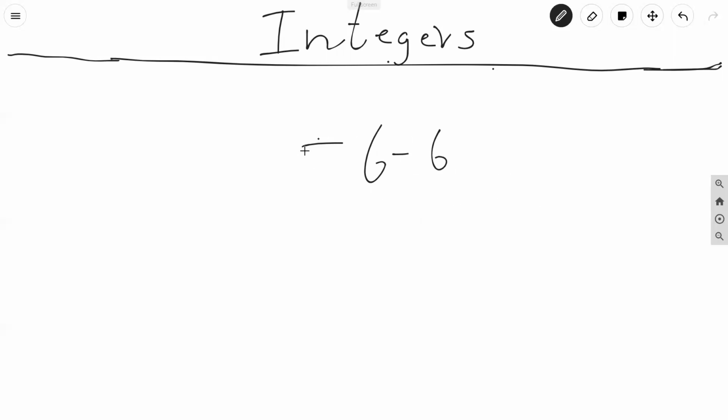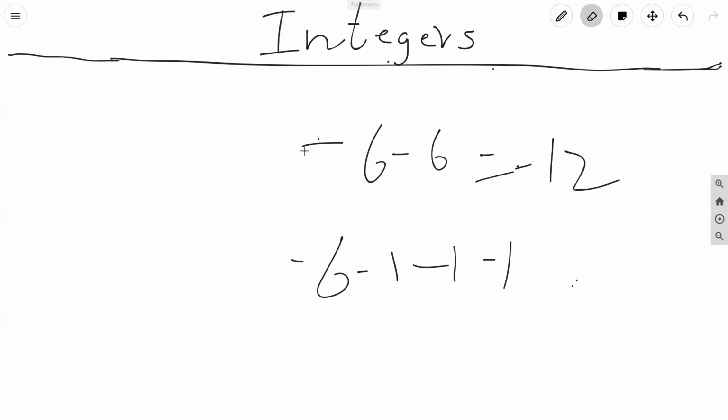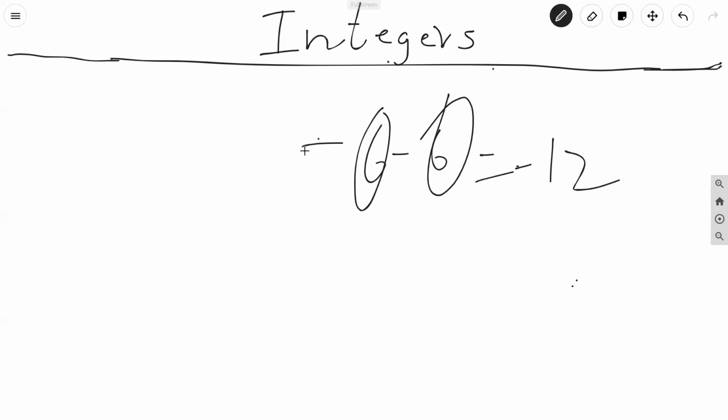So instead what you do is, from minus 6, just go back 6 more. So from minus 6, we go one more from 0: minus 1, minus 1, minus 1, like that. So instead, this equals minus 12. Now, a simpler way to do this is to just add the 6 and 6, but still keep the minus. But of course, that's only if there are two minuses.